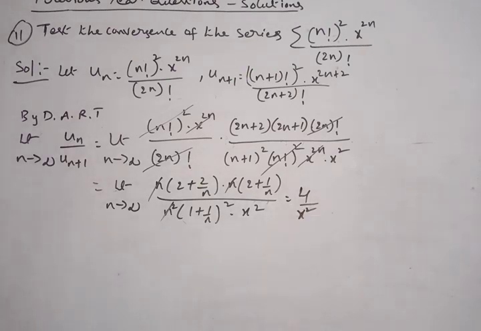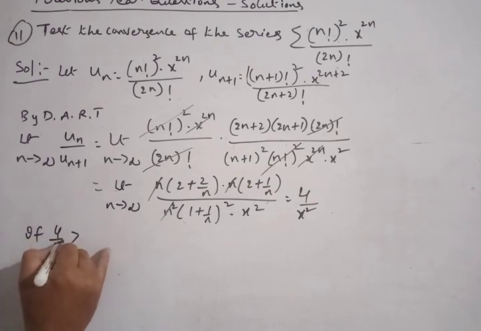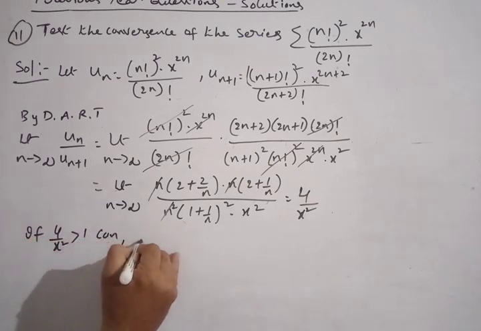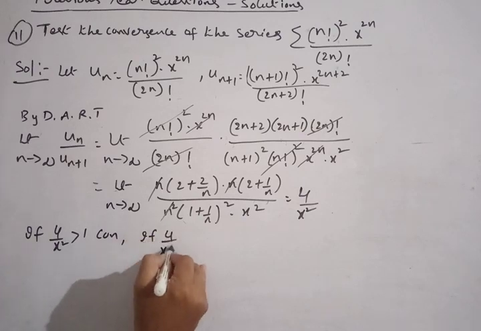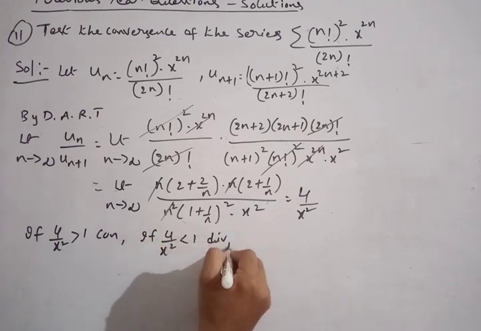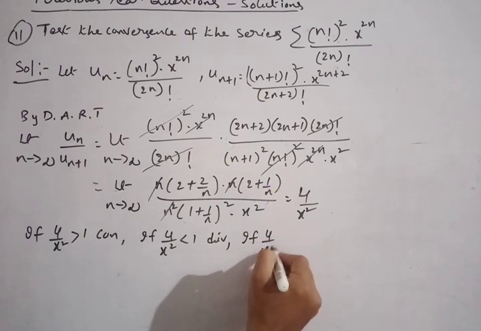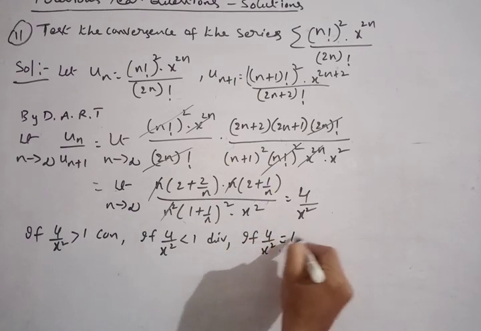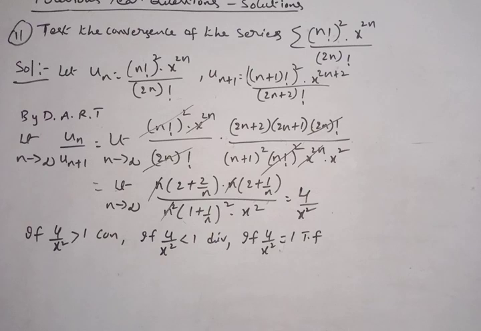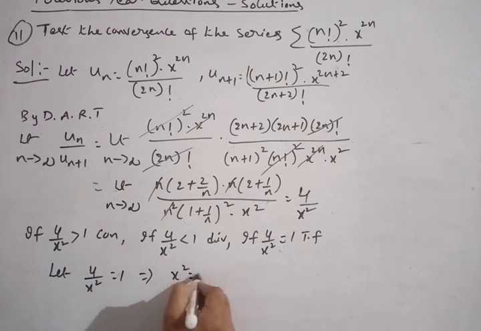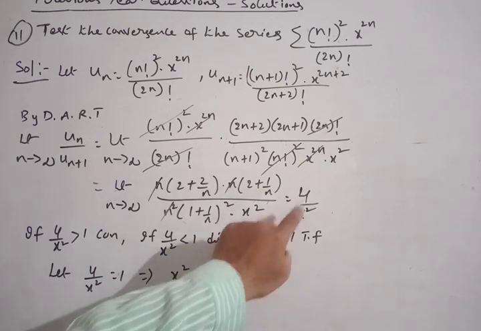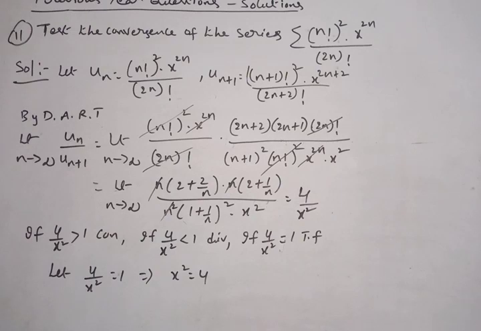We don't know, right? So what we have to do? You have to write the cases. If 4 by x square greater than 1, convergent. If 4 by x square less than 1, divergent. If 4 by x square is equal to 1, what becomes? Test fails. So what we have to do? Let 4 by x square is equal to 1. This implies x square is equal to how much? 4. If you take x square is equal to 4 also, D'Alembert ratio test fails.